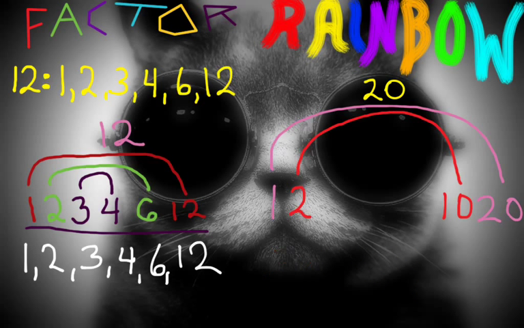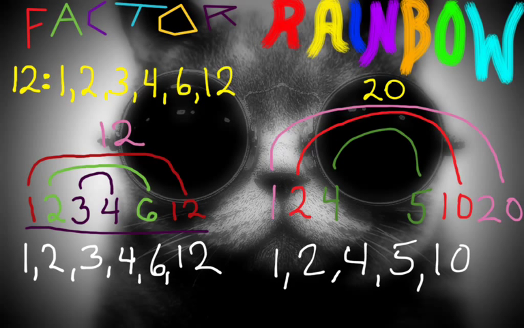What about 4? Is 4 a factor of 20? Yeah, 4 times 5 is 20, so I'm going to write a 4 and a 5 over here. And if we go up to 5, we already have 5, so we're done. Our factors for 20 are 1, 2, 4, 5, 10, and 20. And that's how you use a factor rainbow to find the factors of any number.